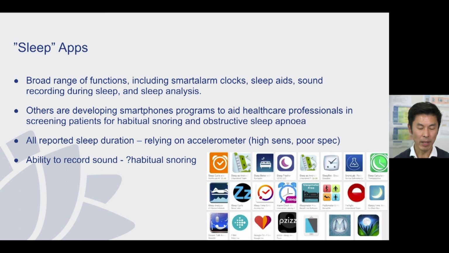So the majority of the apps may not necessarily record sound, but they work mostly as a sleep aid. Some of the apps do not provide sleep structure data, but just measure the amount of movement by the user during sleep. So all of them tend to record sleep duration, relying on the accelerometer, which is highly sensitive but has poor specificity in terms of different stages of sleep.